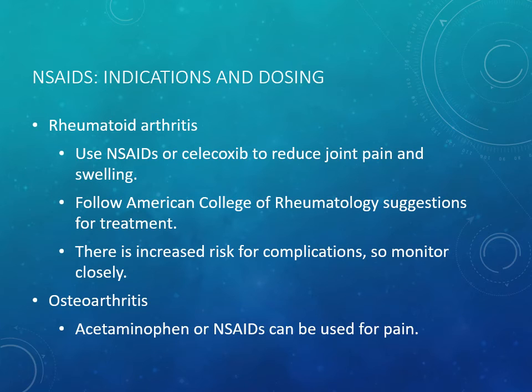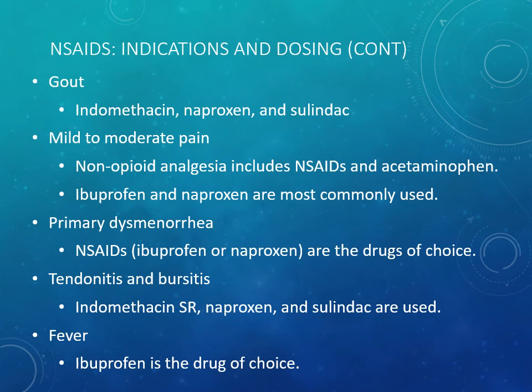Osteoarthritis, again, these patients tend to be older adults, and so we want to push acetaminophen rather than NSAIDs as much as possible. Gout, typically we can use indomethacin, naproxen, or sulindac.